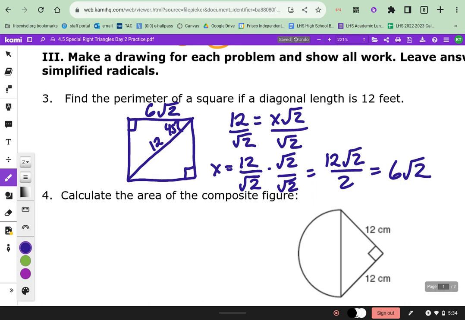And to find the perimeter, that's what we were asked for. The perimeter is 4 side lengths. So 4 times 6 root 2 is going to give us 24 root 2 feet.